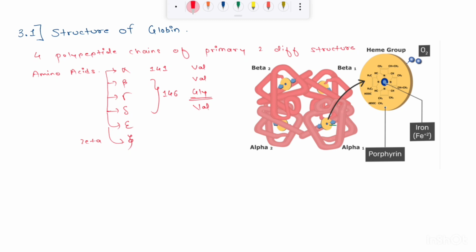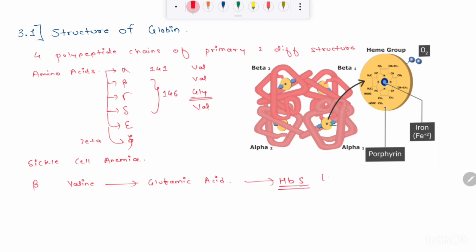What difference will it create if we have a hemoglobin molecule with different globin chains? For instance, sickle cell anemia. In sickle cell anemia, the hemoglobin has alpha and beta chains, but in the beta chain there is a point mutation that leads to substitution of glutamic acid by valine. So valine comes in the place of glutamic acid. This leads to formation of hemoglobin S, or sickle hemoglobin.